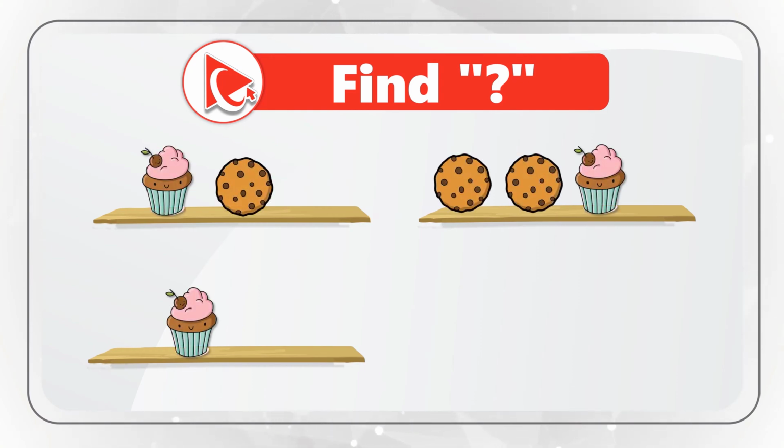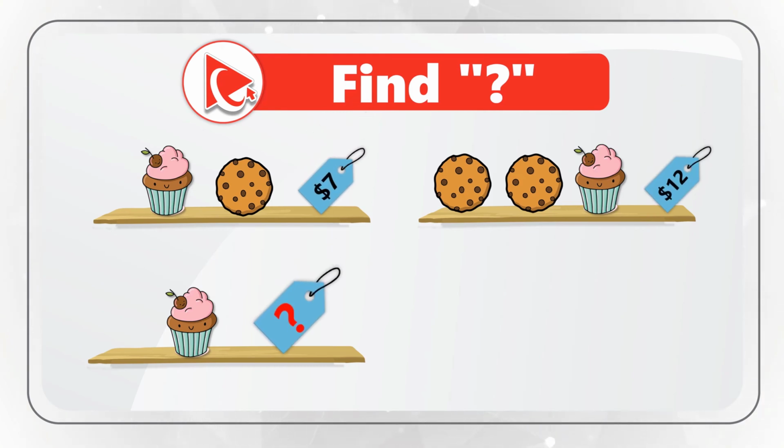There are 3 sets of items, and 2 sets have price tags associated with them, and the last set does not, and you need to calculate the price tag for the last set. The first set consists of 1 cookie and 1 cupcake, and the price tag for the first set is $7. The second set consists of 2 cookies and 1 cupcake, and the price tag for the second set is $12.